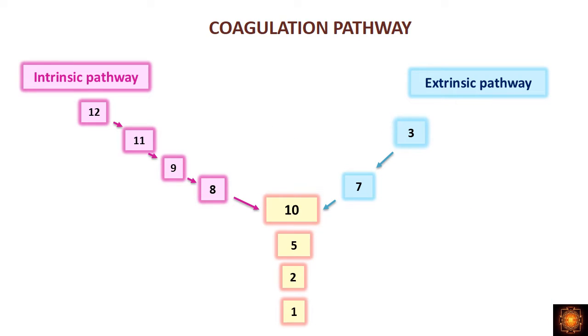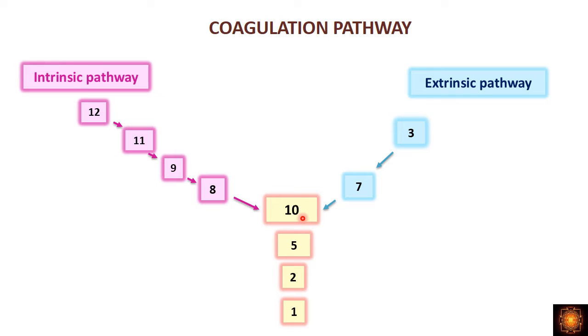Now, an easy method to remember. In the intrinsic pathway, we have factor 12, factor 11, 9, and 8. These are activated in a sequence. Later, we have the activation of factor 10. Then, from factor 10, along with 5A, we have the formation of thrombin. Then, from thrombin, we have the formation of fibrinogen. In the extrinsic pathway, we have the activation of factor 3, the tissue factor, which will act on factor 7, converting it into the active form. And this 7A will again act on factor 10. So, 10 is the common point.